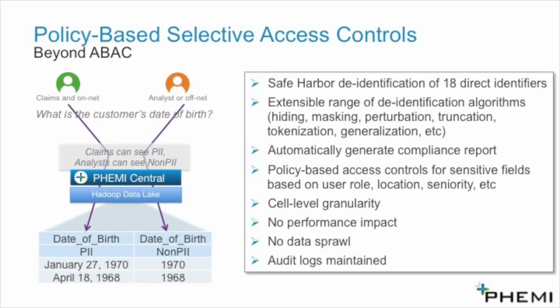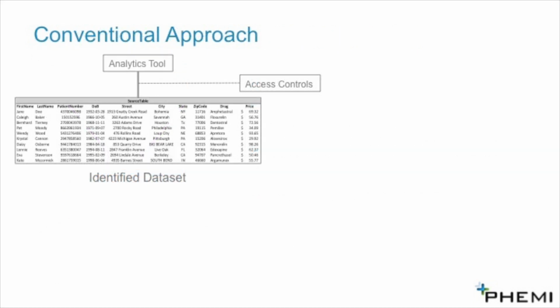Both role-based and attribute-based access control follow an allow-deny authorization model. PHEMI is unique in that it goes further by allowing policies to selectively determine what a user can see. And we gave an example of a single query where a claims agent on the corporate subnet can see full date of birth, whereas an analyst who's in an unsecured location is returned just the year of birth. In this video, I'd like to explore how this simplifies the data management model at scale with full protection of sensitive data. But first, let's review the conventional approach to sharing sensitive data.